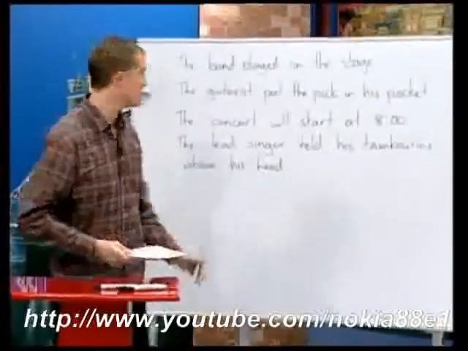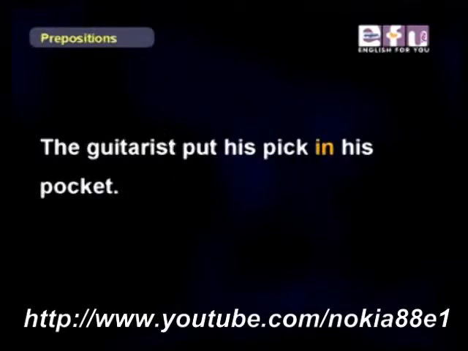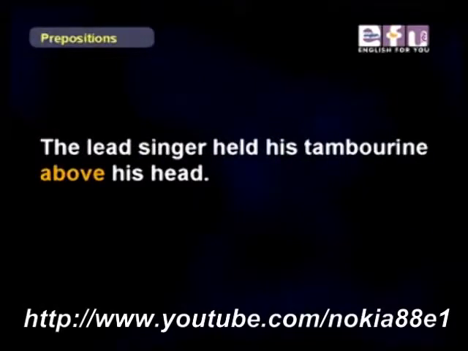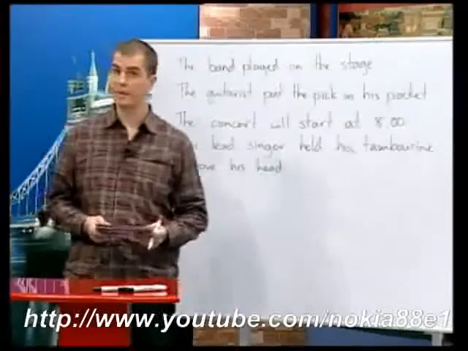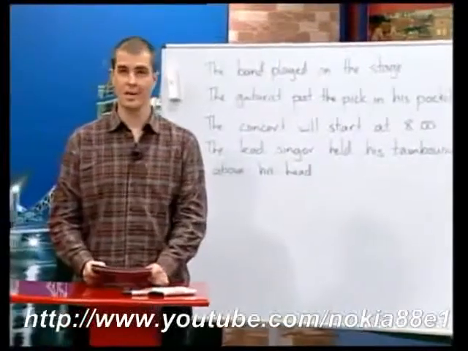In the first sentence, the band played on the stage. On is the preposition. The second sentence, the guitarist put the pick in his pocket. In is the preposition. The concert will start at 8 o'clock. At is the preposition. And the lead singer held his tambourine above his head. Above is the preposition.